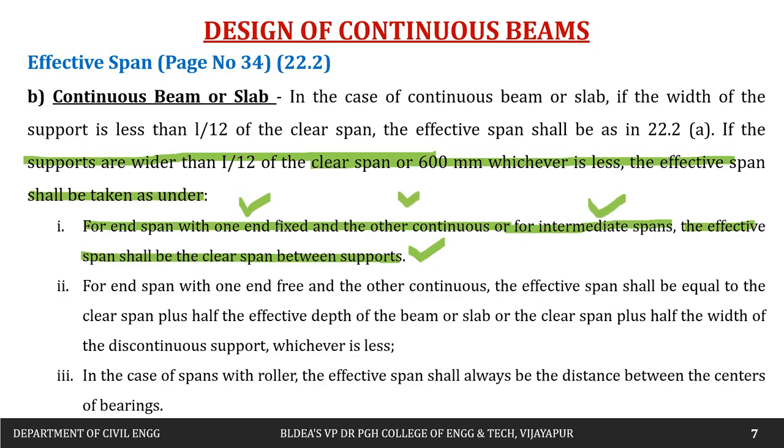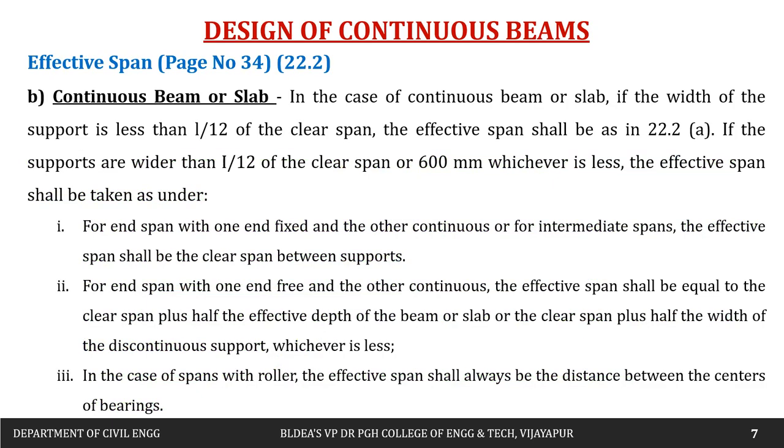So this will be the case when one end is fixed and the other is continuous, or for intermediate spans. For the end span with one end free and the other continuous, the effective span shall be equal to the clear span plus half the effective depth of the beam or slab, or the clear span plus half the width of the discontinuous support, whichever is less. And in the case of a span with rollers, the effective span shall be the distance between the centers of the bearings.